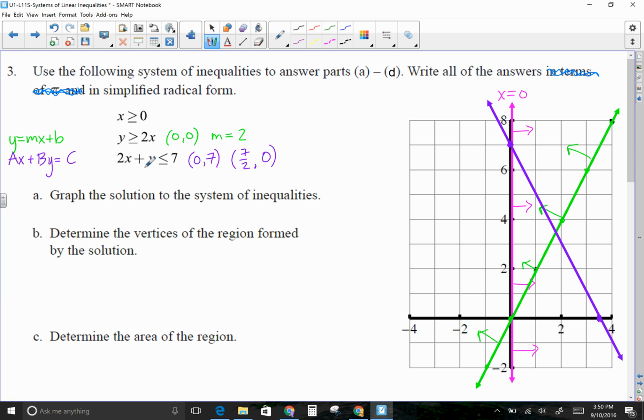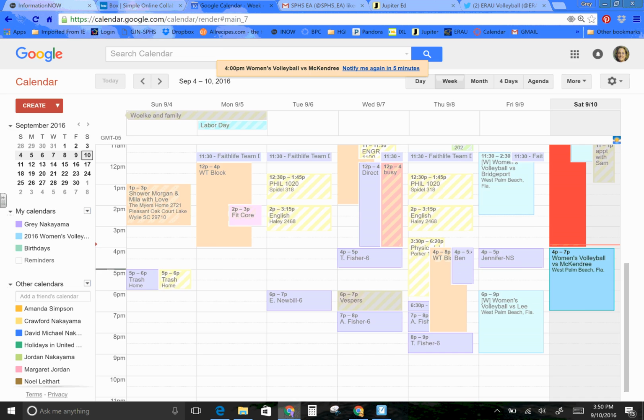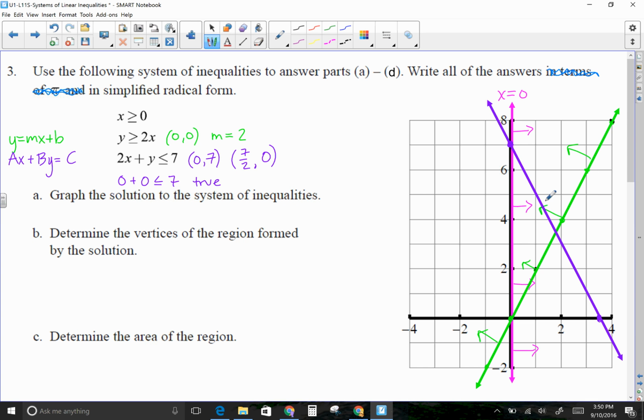But y is not by itself. So the other method that you want to use is to plug in 0, 0, as long as it's not on your line. So if I put 0 plus 0, is that less than or equal to 7? Okay, the answer is yes, true, it is. And so I want to shade a region that includes 0, 0. So I'm shading this way. So I'm going to go like this.